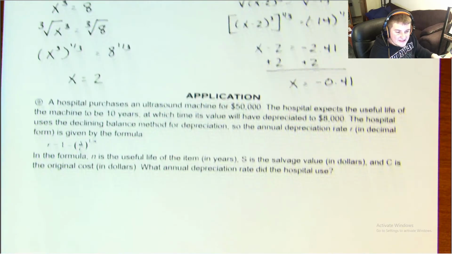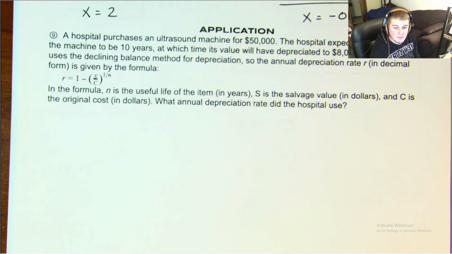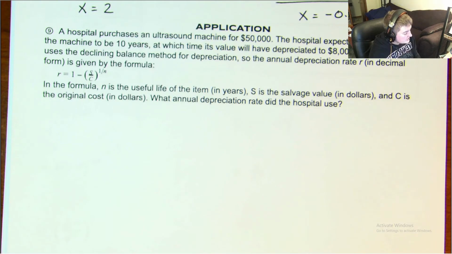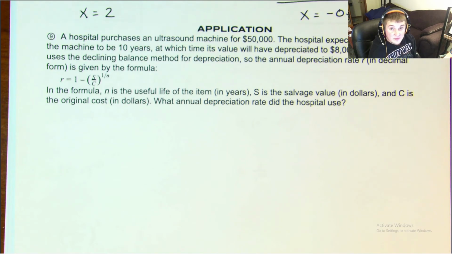And again, a lot of times in this higher level math, they just use technology to model or give you an equation that you can plug your values into. So that's where we're going to go with this. A hospital purchases an ultrasound machine for $50,000. The hospital expects the useful life of the machine to be about 10 years, at which time the value will have depreciated to $8,000. So 10 years after they purchased it, they're expecting it to be about $8,000. The hospital uses the declining balance method for depreciation, so the annual depreciation rate R is given by this formula.